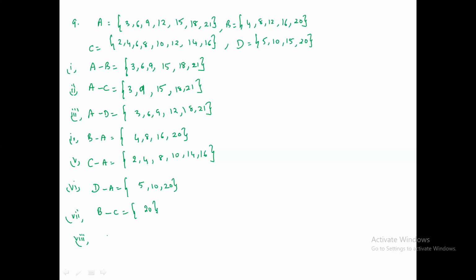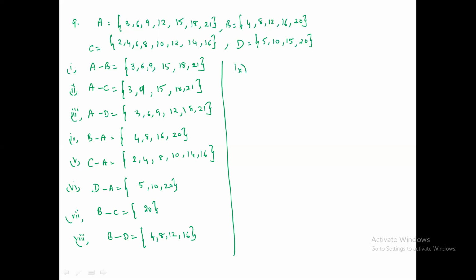Next, eighth, B minus D. From B, you have to remove D. That is 5, 10, 15, 20. You can't remove 5, 10, 15, but you can remove 20. So 4, 8, 12, 16.